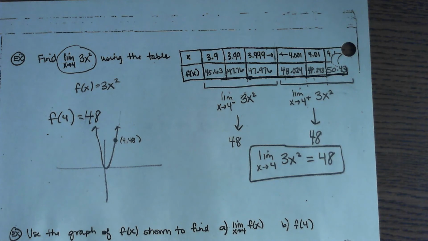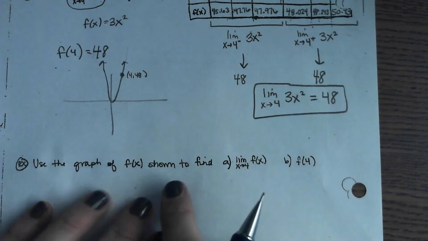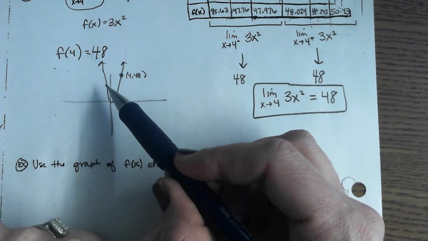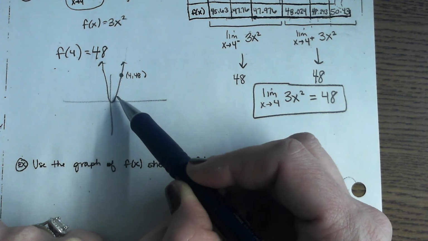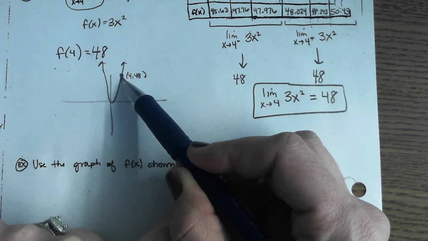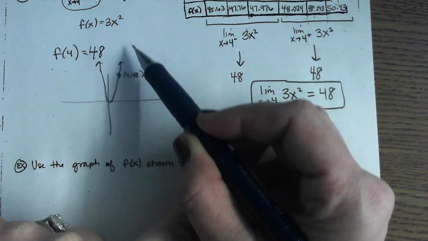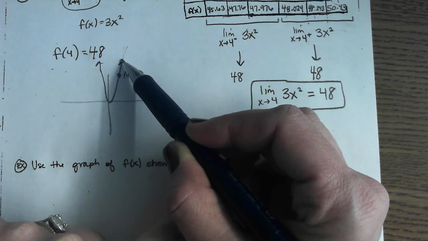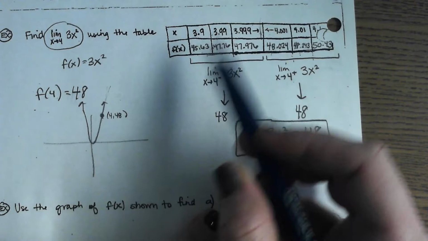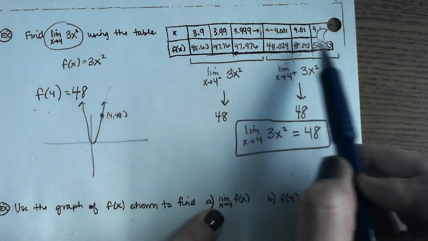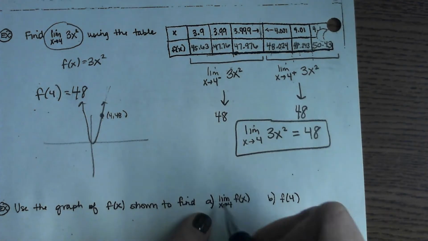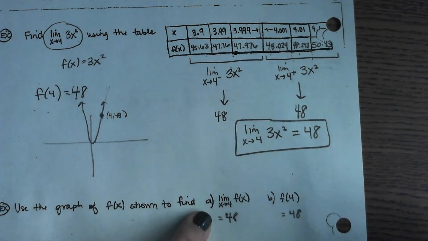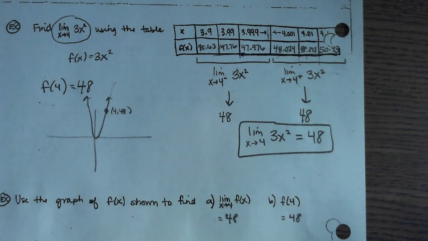Okie doke. So I guess we just did the next section without me realizing it. Use the graph of f of x to find the limit. So I'm using this graph and saying, okay, as my x-coordinate is getting closer to 4 coming from the left, my y-coordinate is getting closer to 48. As my x-coordinate is getting closer to 4 coming from the right-hand side, my y values are shrinking towards 48. You can see them growing towards 48. You can see them shrinking towards 48. So that was 48, and we already did f of 4 was 48 and talked about that.